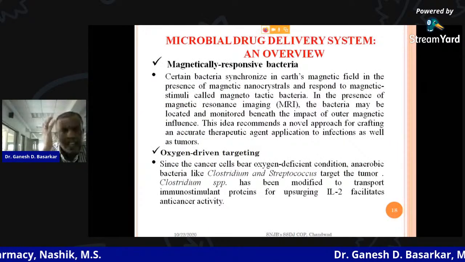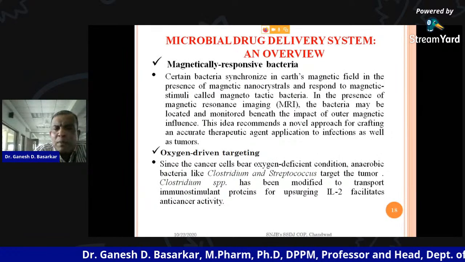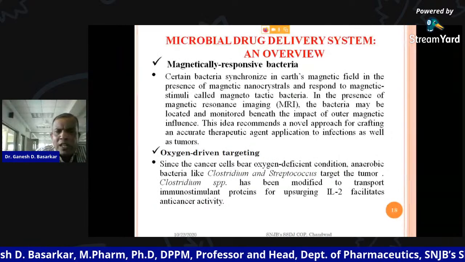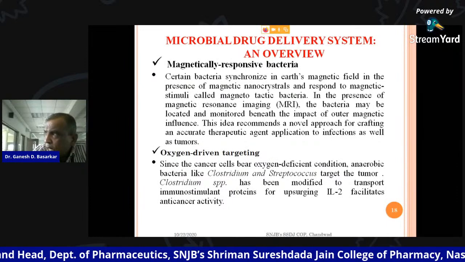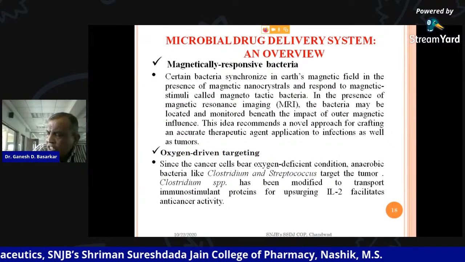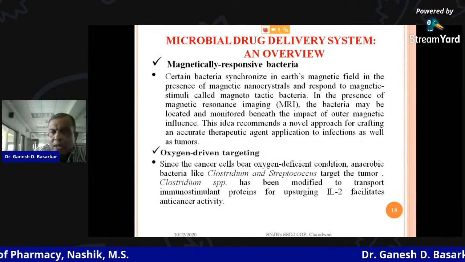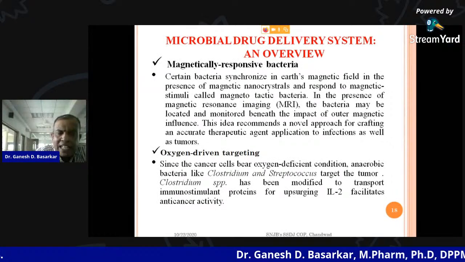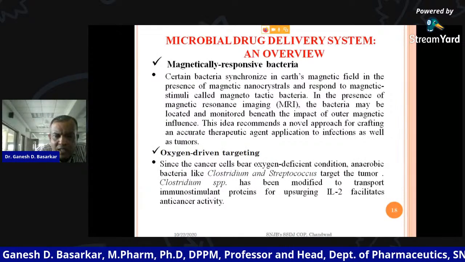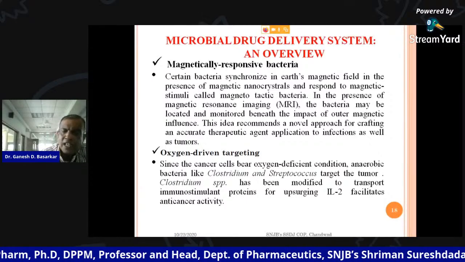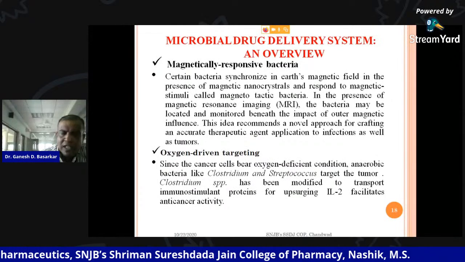Similarly, with magnetic response bacteria, when we stimulate by magnetic resonance imaging, the bacteria may be located and monitored. Similarly, the oxygen-driven targeting system, because the diseased cells, the tumor cells, may be in oxygen-deficient conditions. Since most cancer cells are oxygen deficient, anaerobic bacteria like Clostridium as well as Streptococcus target the tumor cells, and especially Clostridium has been modified to transport immunosuppressant proteins such as IL for antitumor activities.